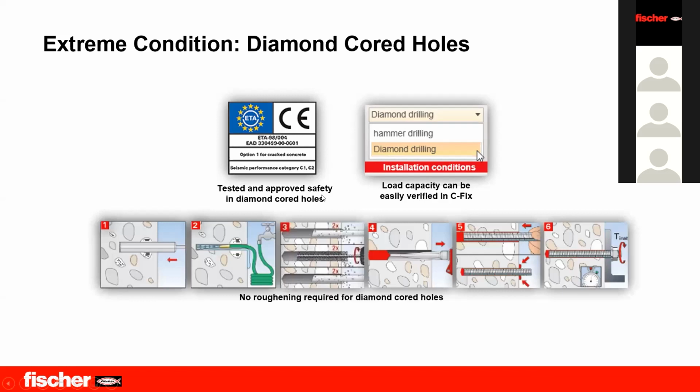Here is the procedure of a diamond drilled core hole. The best part of the product I explained, FIS EM Plus, is that we don't require any roughening apart from the drilling. You don't need to do any extra roughening, because once you are doing diamond core drilling, it is rotary and it will be a smooth surface. But this chemical has approval without roughening.